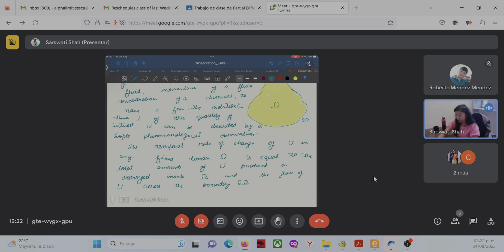I would like to be careful with this omega. This omega is contained in Rn, because we are only talking about the rate of change of U. So the quantity U will be defined in omega cross R plus, because this is containing only the variable x. However, U is also changing with respect to time.